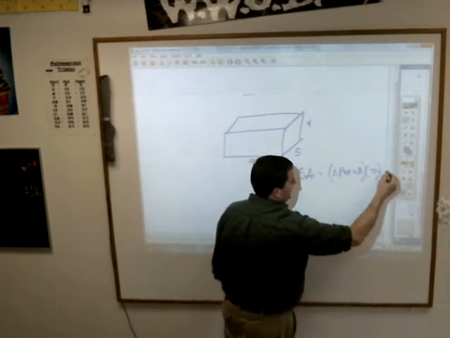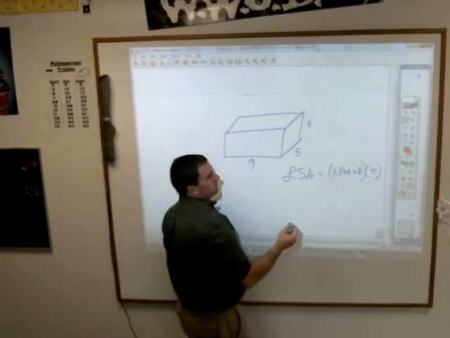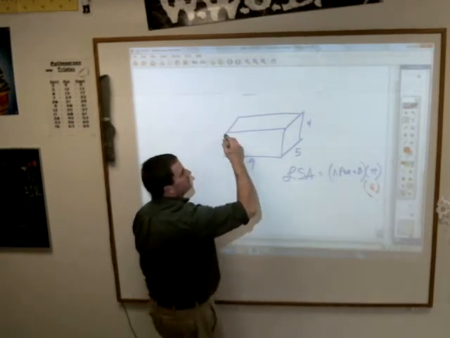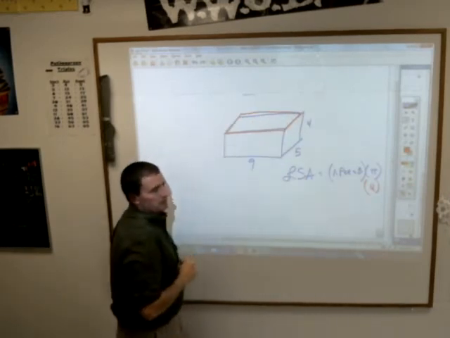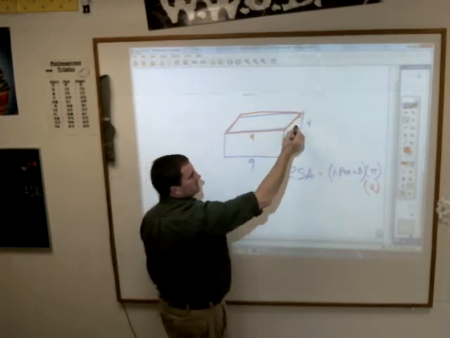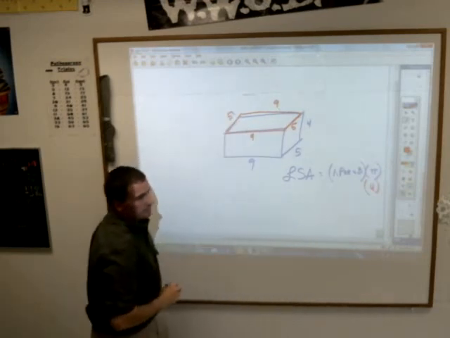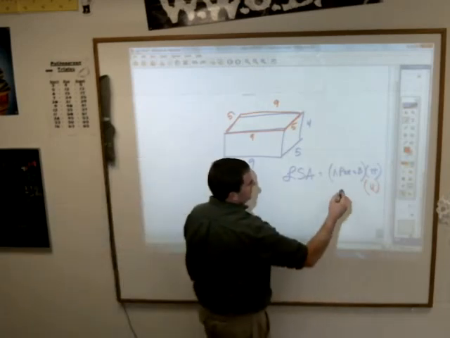So let's break this down here, Sage Hive. What is the height of this shape? 4. Thank you, well done. Now we just need to find the perimeter of the base. So what is the perimeter? It's going to be 9 plus, what's this? 5 plus 9 plus 5. What is 9 plus 5 plus 9 plus 5?